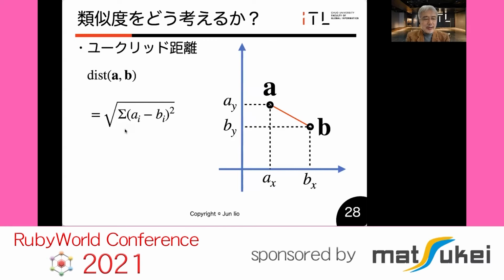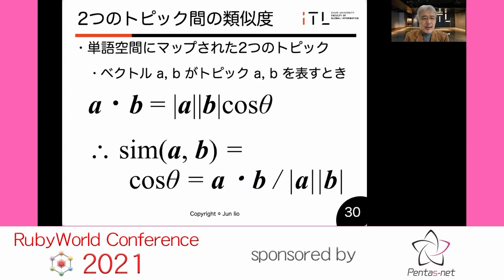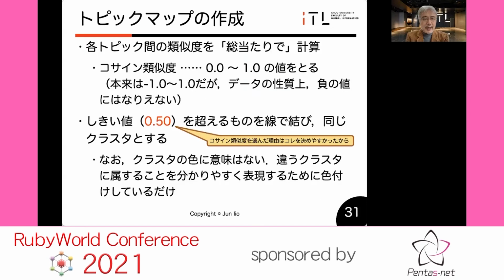Maybe the simplest way is to calculate Euclidean distance. So we see the distance between all elements, the 3,000 and 4,000, and then we calculate the sum of squares. And as for the cosine similarity, it looks at the angle of each vector. So this time, the similarity between the two topics was calculated as cosine similarity.